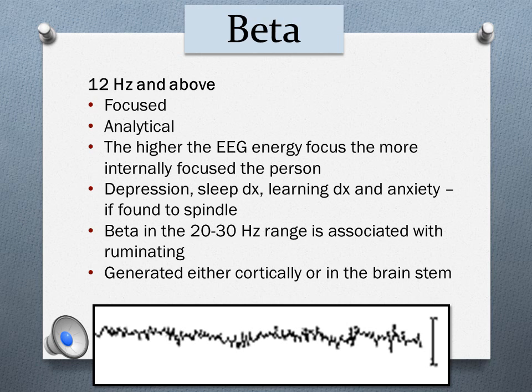Beta in the 10 to 20 hertz range is associated with ruminating. More often than not, if you have a client who is a ruminator, a worrier, you will find excess alpha in the 20 to 30 hertz range, generally in the frontal areas. It's generated either cortically or in the brainstem. And you can see as we've been going through these frequency bands that the waveforms are getting closer together. And that's because the frequency is measured in cycles per second. And so every second there's going to be a lot more wave cycles than, say, back in delta.